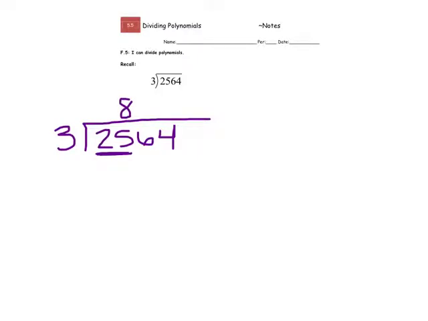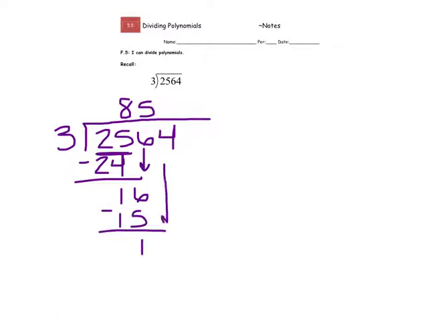Then you multiply. 8 times 3 gives us 24. Then you subtract down. 25 minus 24 is 1. Bring down the 6. Now, how many times does 3 go into 16? 3 goes into 16 5 times. So now you multiply 5 times 3, we get 15. Subtract down, we get 1.